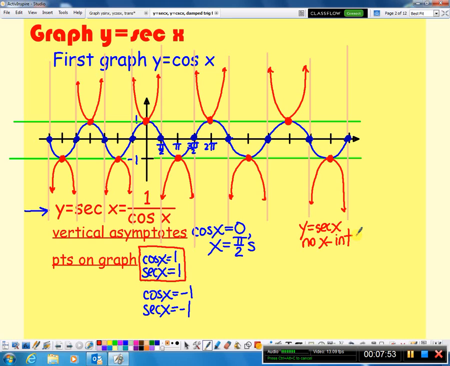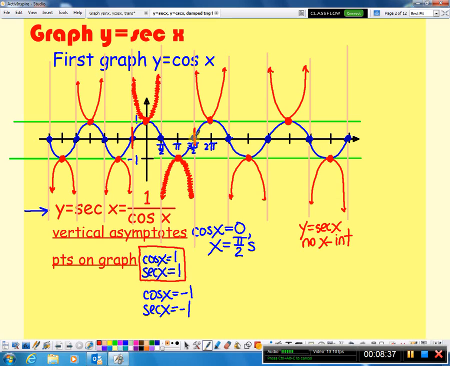I also notice that to complete a period of y equals secant x, I have to have both an upside down and a right side up parabola. So take a look. I'm going to thicken this so you can see me drawing it. I need a right side up and an upside down parabola-like shape before I begin to repeat the secant graph, so I need to go from this leftmost vertical asymptote to this rightmost vertical asymptote, and that would create one period.